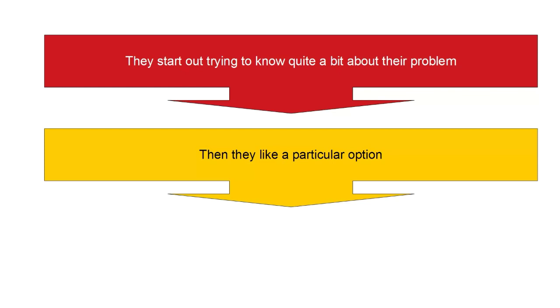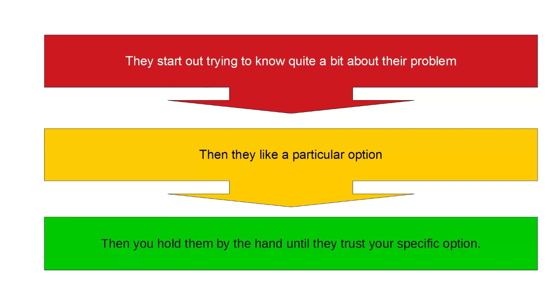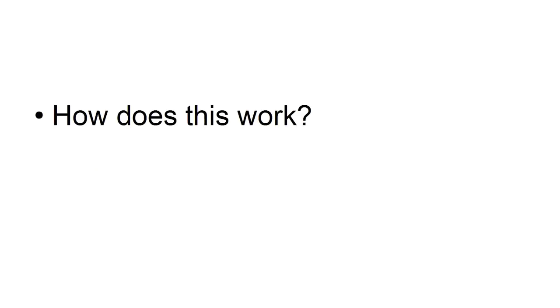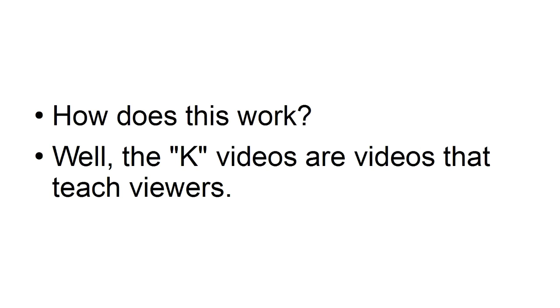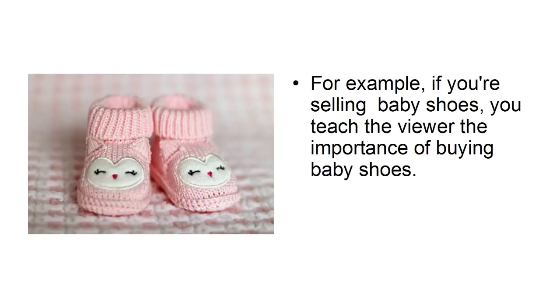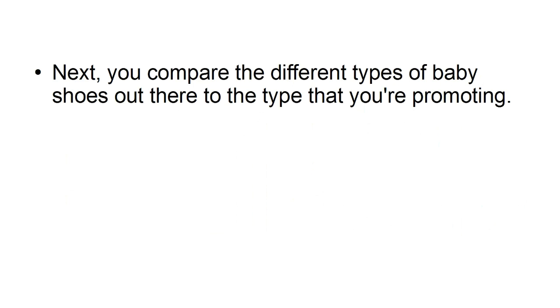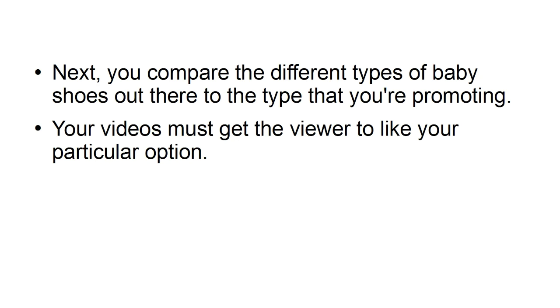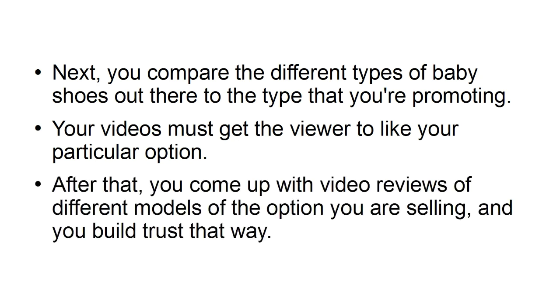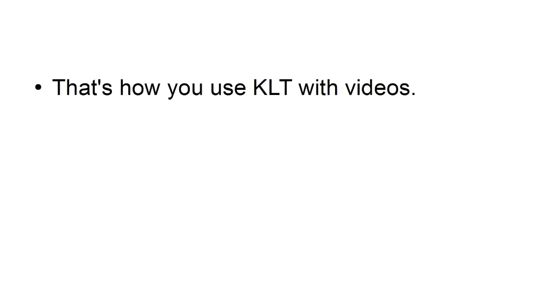They start out trying to know quite a bit about their problem. Then they like a particular option, and then you hold them by the hand until they trust your specific option. You have to use video to make this happen. How does this work? Well, the K videos are videos that teach viewers. For example, if you're selling baby shoes, you teach the viewer the importance of buying baby shoes. What are the benefits of putting shoes on kids? Next, you compare the different types of baby shoes out there to the type that you're promoting. Your videos must get the viewer to like your particular option. After that, you come up with video reviews of different models of the option you are selling, and you build trust that way. That's how you use KLT with videos.